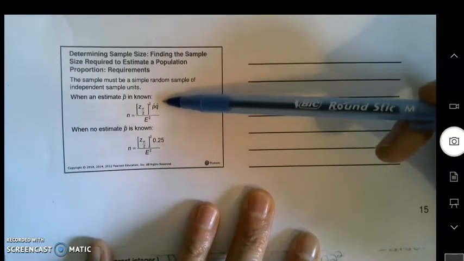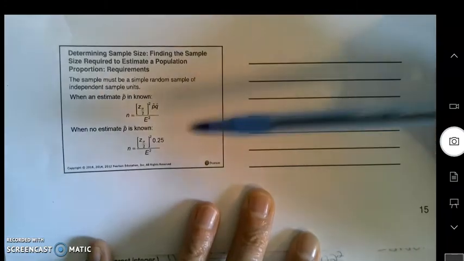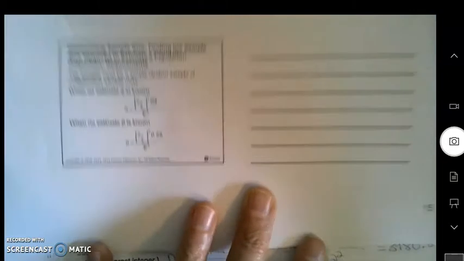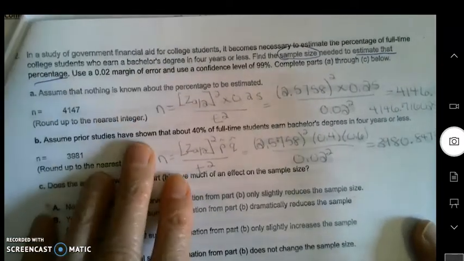Unfortunately, there's not a menu on the calculator to plug these in, so we do have to do these by hand. There's a great example in the PowerPoint. I thought I would look at the one in the homework, this one right here. So I'll just go over some examples for this one.